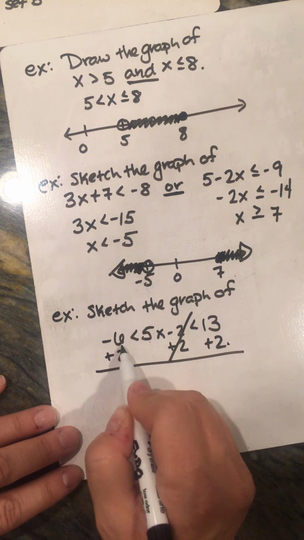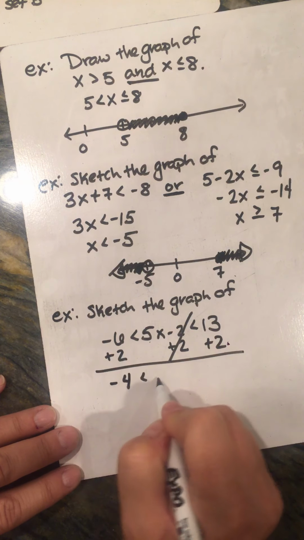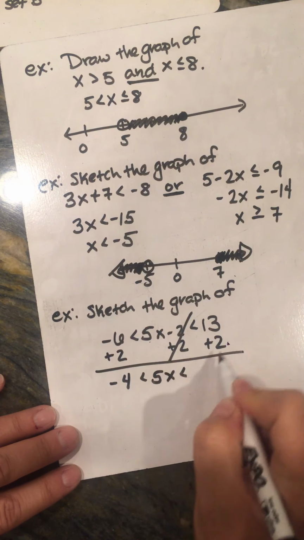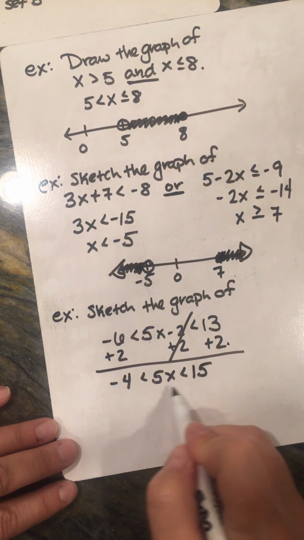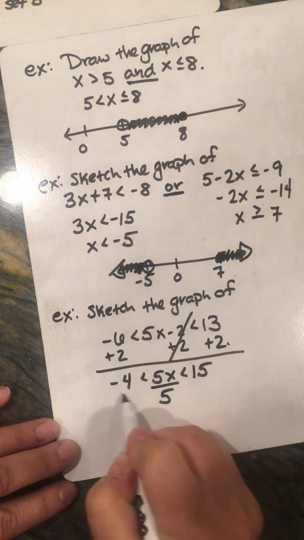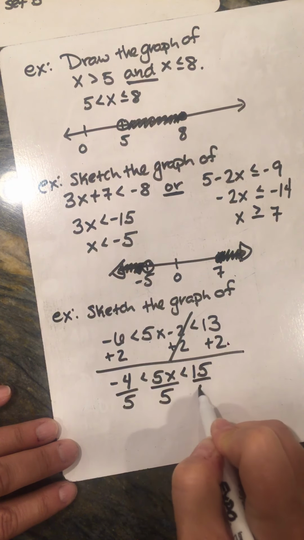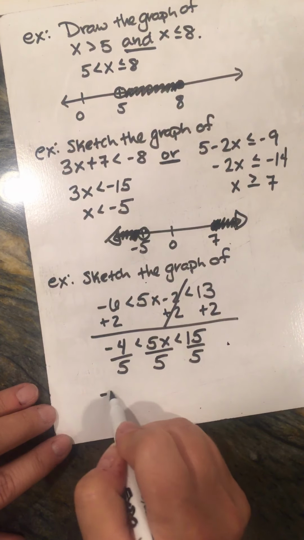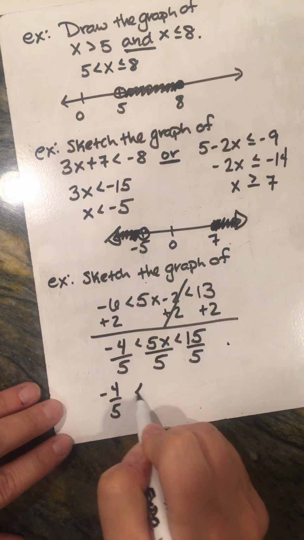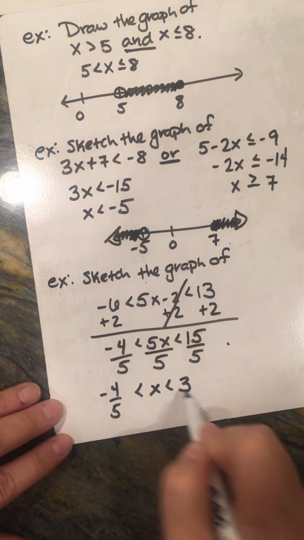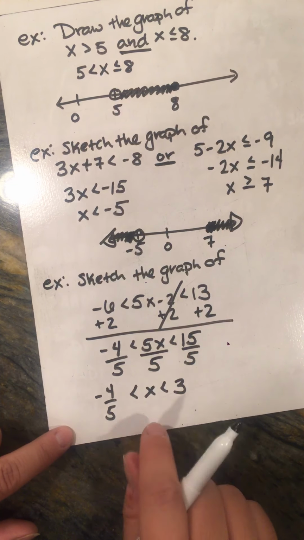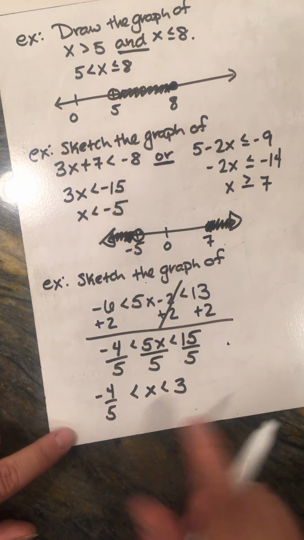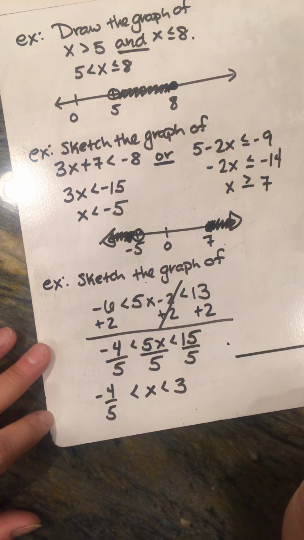So negative 6 plus 2 is negative 4, less than 5x, less than, this will be 15. And then we're also going to divide everything by 5. So we've got negative 4/5 less than x less than 3. All right, so let's take a look at the way it's written. This would be a union. So let's graph it.